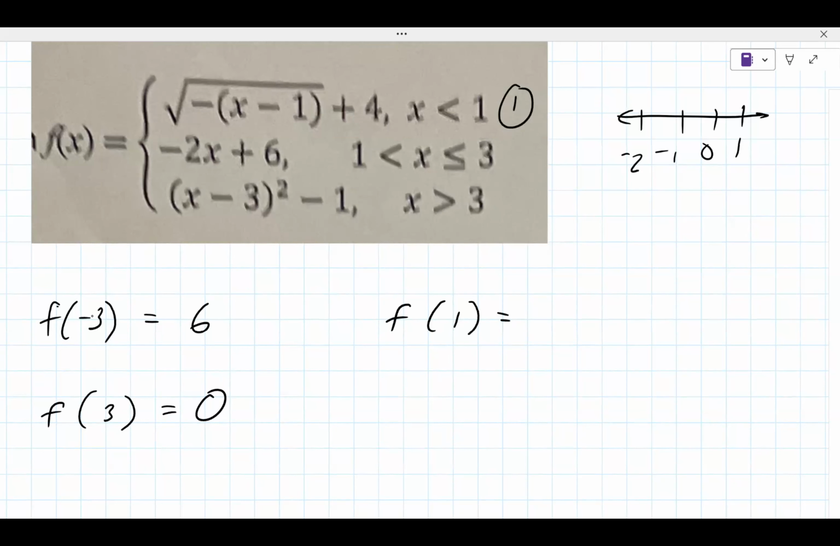-2 + 6 = 4. It's not defined there. It has to be, so this is less than one, this is between one and three, so this actually does not exist. All right, what about f of 5? 3 would be the final answer.